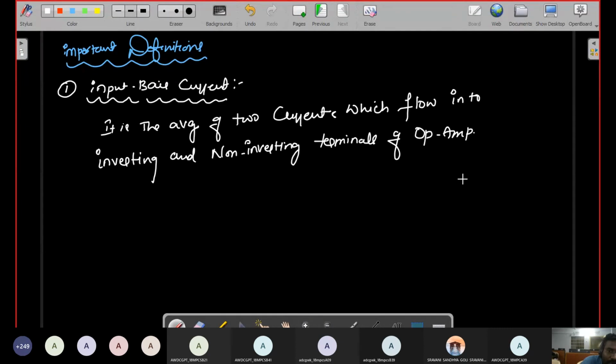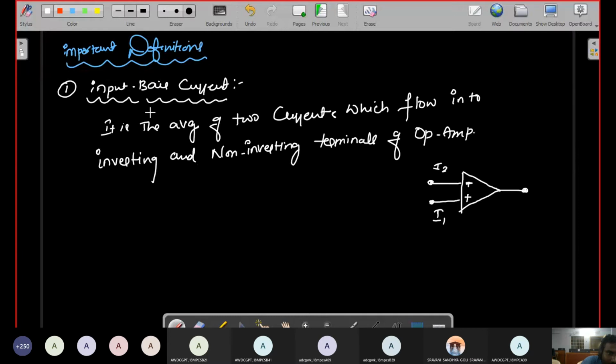Suppose I draw an operational amplifier like this. This is positive, this is minus, and this is the positive signal. Now this is one terminal and this is the other terminal. This is the inverting terminal and this is the non-inverting terminal. This is the output terminal. For suppose I1 is the current given to the non-inverting terminal, and I2 is the current given to the inverting terminal.